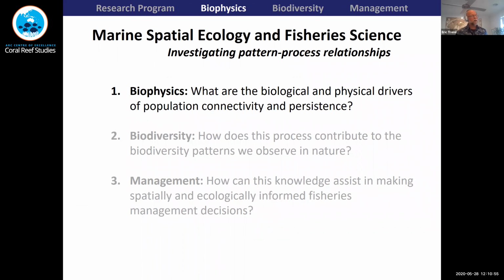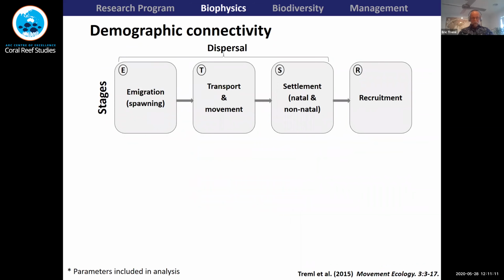So I'm just going to highlight a couple papers or vignettes underneath each one of these themes, and I'll start with the biophysical pillar in our research group, which asks, what are the important biological and physical drivers of connectivity? For this first paper, what we've done is we've pulled apart dispersal and connectivity into 4 major components: spawning, the actual transport, the post-transport settlement, and then the recruitment in the adult population.